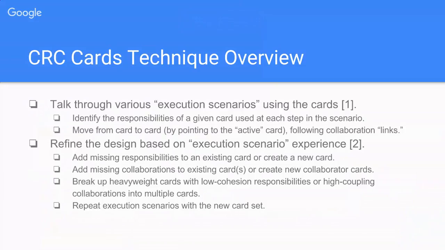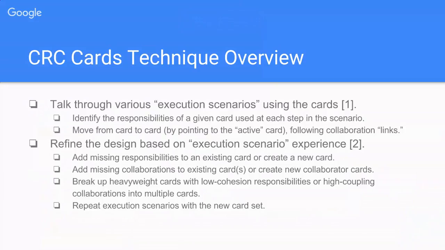As you go through this process, you may find that you're missing something. You might find that some responsibilities of the classes are not listed and you need to add those. You can either add responsibilities to an existing card, or you can create a new card representing a new class that would have that missing responsibility. Likewise, you might find that you're missing collaborations. There's no linkage that you need between one class and another. And so you can add collaborators to a card's list of collaborators, or you might create a new class as an intermediary that goes between two cards that indirectly links them together.